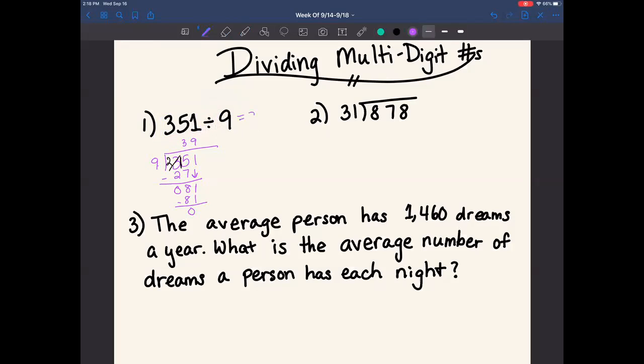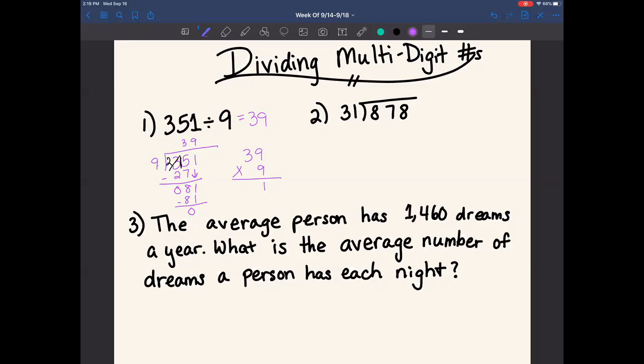So how can I use this in the real world? Well, Miss Perdomo, I don't need to divide 351. But let's say you go out with friends, right? You can also multiply. Yes, so when we want to check it, that's good. Let me go ahead and point that out first. When I want to check if my answer is right, I can multiply 39 times 9.